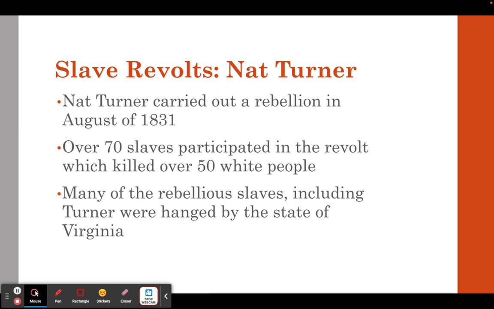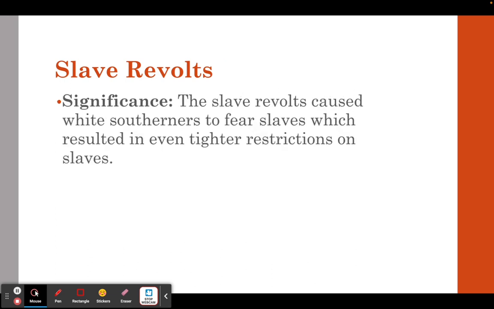Another example of a slave revolt is Nat Turner. He carries out a rebellion in August 1831. Over 70 slaves participated in the revolt, and they killed over 50 whites. Many of the rebellious slaves, including Turner himself, were hanged by the state of Virginia.